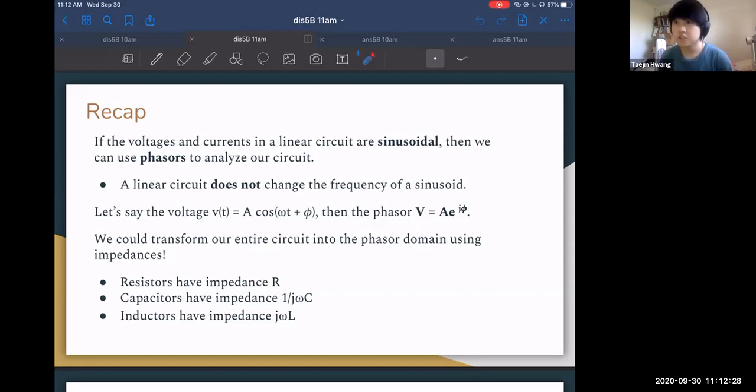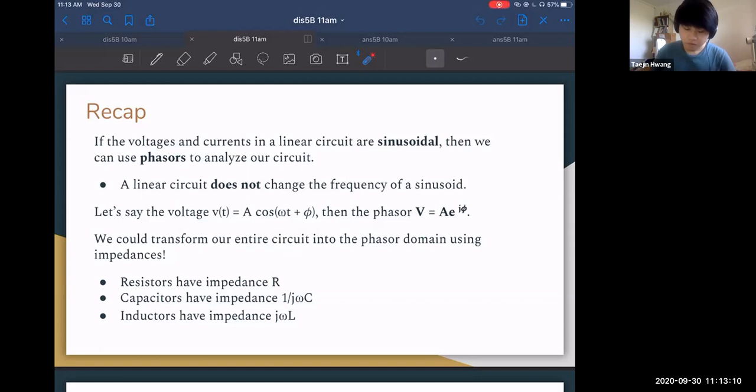And this let us write our entire circuit in the phasor domain using impedances. And impedances are the, I guess, complex analog or the frequency analog of resistors. So you could treat resistors, capacitors, inductors all as impedances, with impedances R, 1 over j omega C, and j omega L. And they all behave the exact same way as resistors. So impedances in series behave like resistors in series, and impedances in parallel also behave like resistors in parallel.